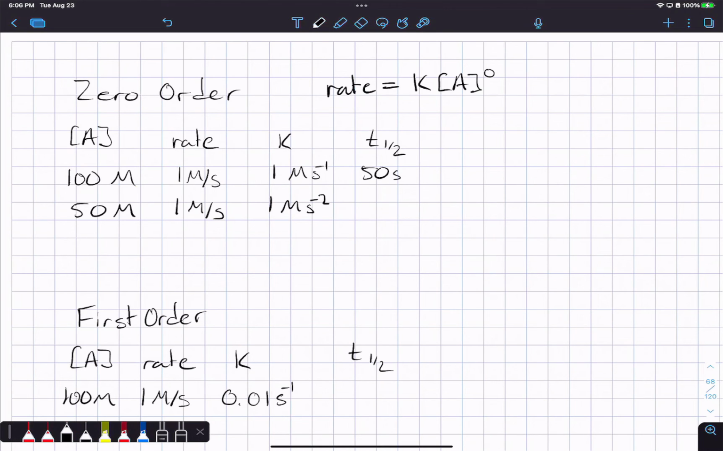So if we wanted to calculate the rate, now our half-life is just going to be 25 seconds. Right? And if we decrease our concentration again, it's going to decrease that half-life again. Because the rate's not changing, the concentration is. So it'll take less and less time to get to half because you have less stuff and it's disappearing at the same speed.